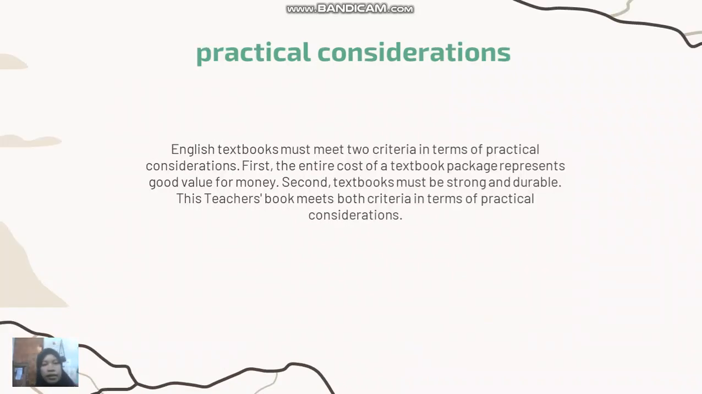And the last is practical considerations. English textbooks must meet two criteria in terms of practical considerations. First, the entire cost of the textbook package represents good value for money. And second, textbooks must be strong and durable. This teacher's book meets both criteria in terms of practical considerations.